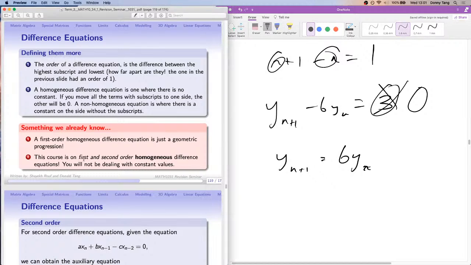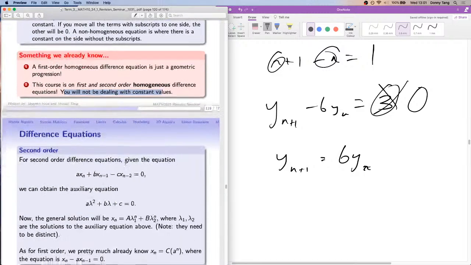And this course is on first and second order homogeneous difference equations. You will not be dealing with constant values. Let me know if I'm wrong, by the way, but I think that's the case.